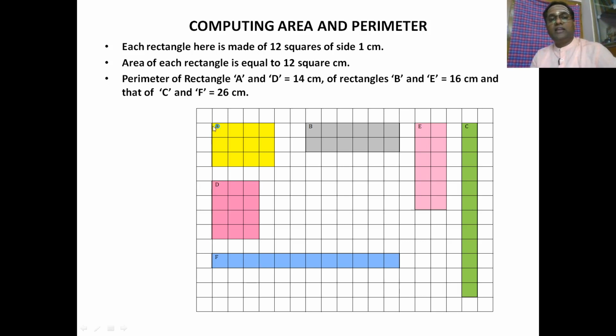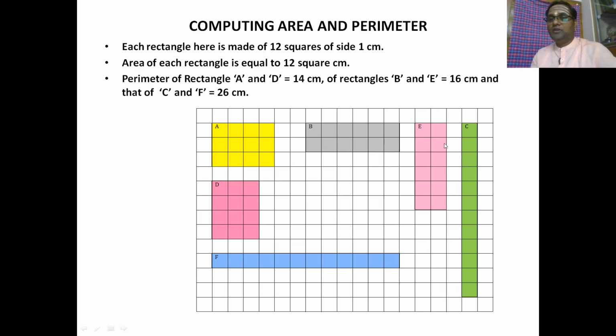So area of rectangle A is 12 square centimeters. Area of rectangle D is also 12 square centimeters. Now we move on to B. Count 1, 2, 3, 4, 5, 6 and 6 2s are 12. So there are 12 boxes in all. So the area again of rectangle B is 12 square centimeters.